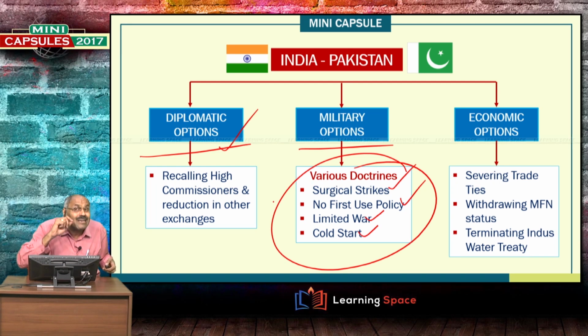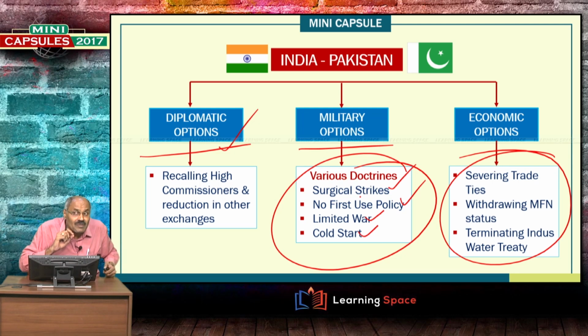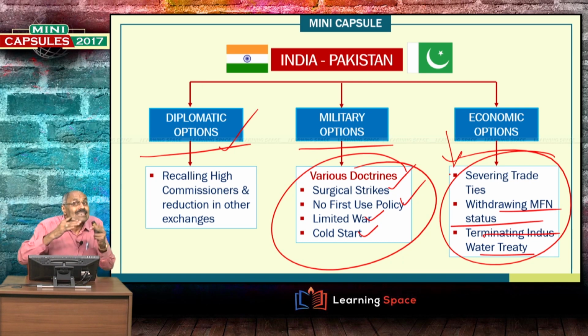Besides military options between two countries, economic options will be there, such as severing trade ties and at the same time withdrawing MFN status. If you look at Pakistan and India, then the Indus Water Treaty; like that, economic options will be there. So, because of various factors, countries can go towards diplomatic options, military options, or economic options. Here, surgical strike is one option. It is part of sub-conventional warfare, right?